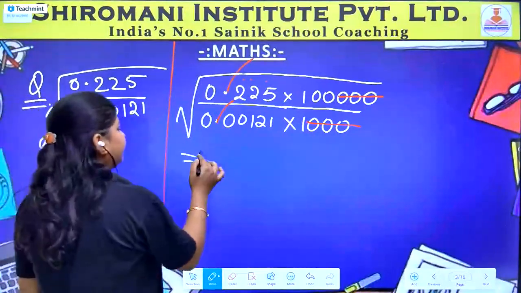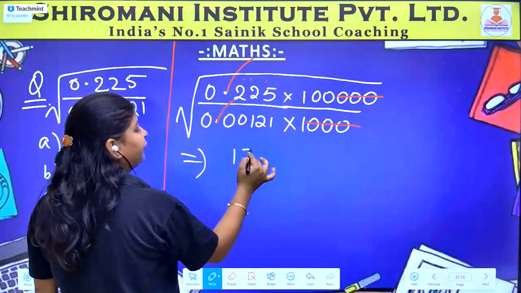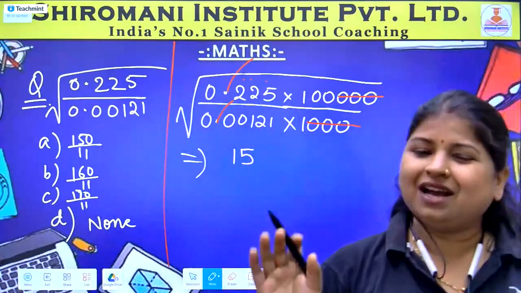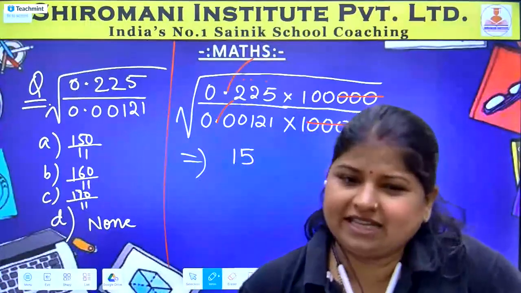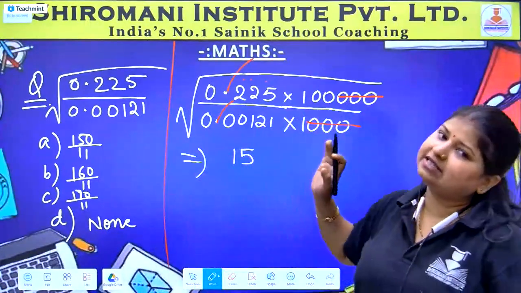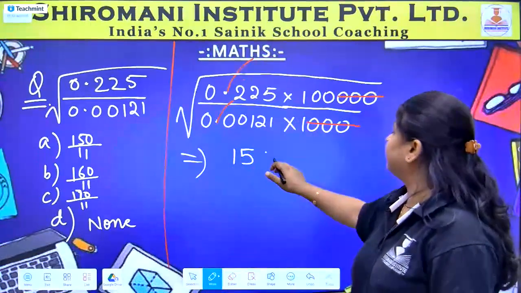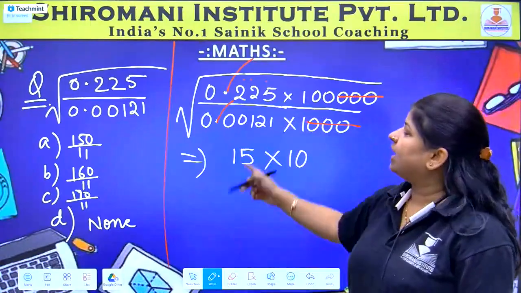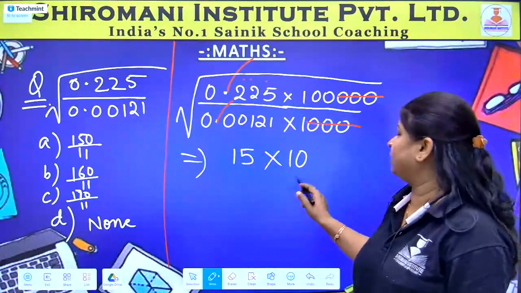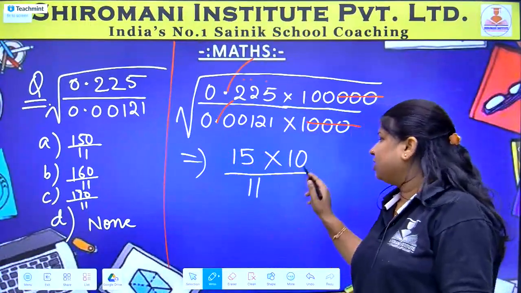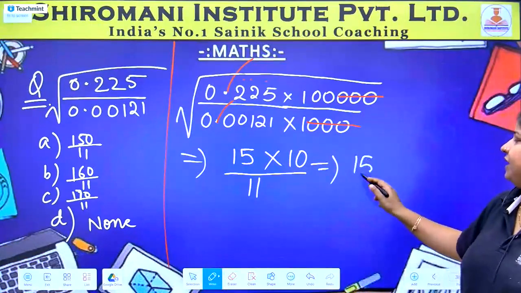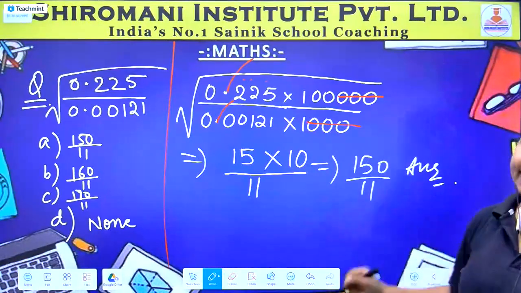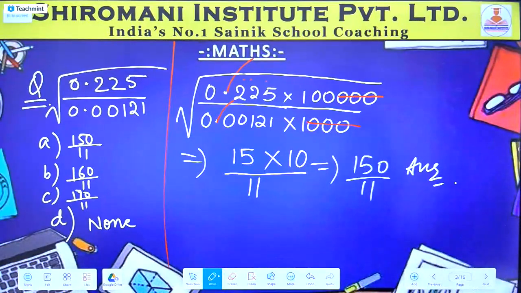So 225 will be 15, because 225 is the square of 15. And up to 20, we can easily learn. So 225 is the square of 15. The square root of 100 is 10 and the square root of 121 is 11. So my answer would be 15 upon 11. Any doubts, anyone? Do raise your hand, beta.